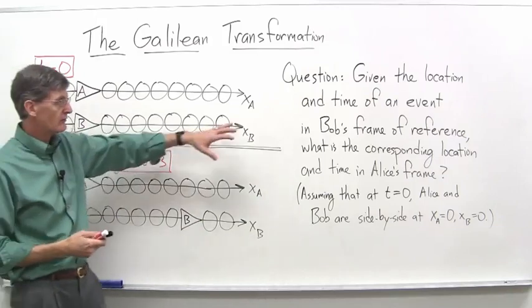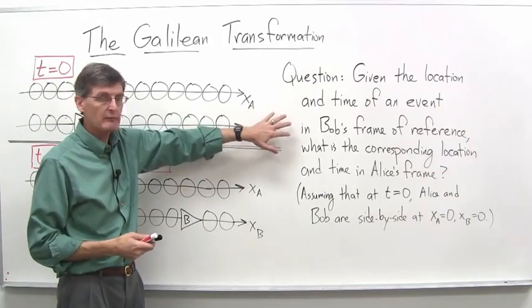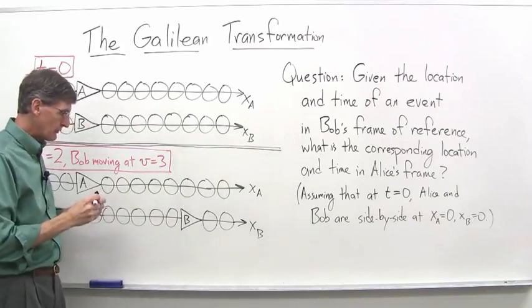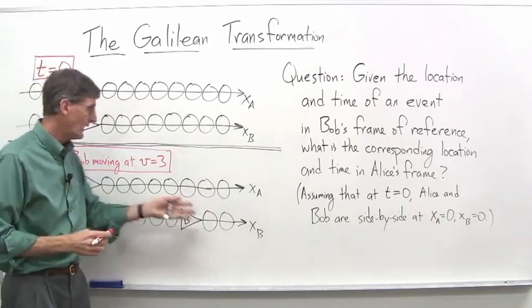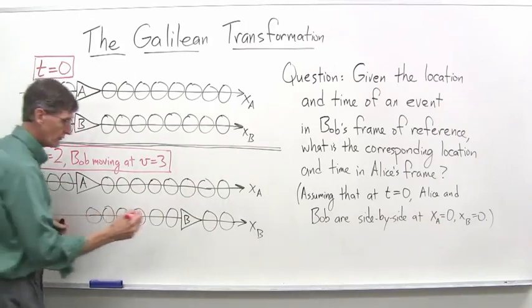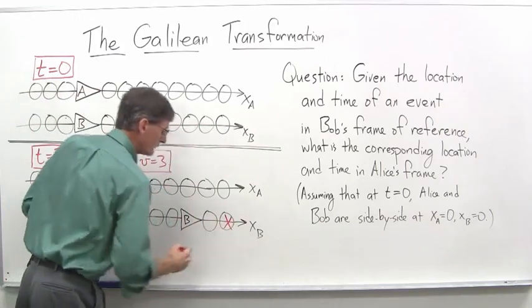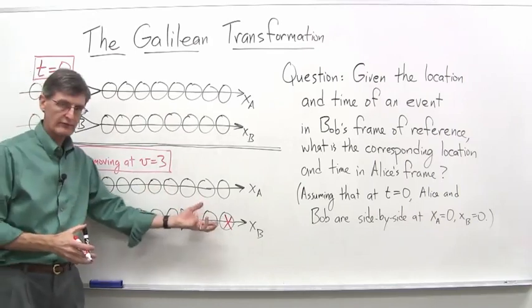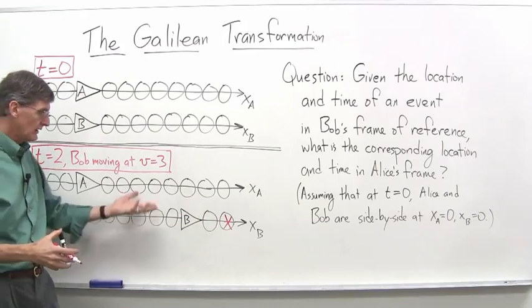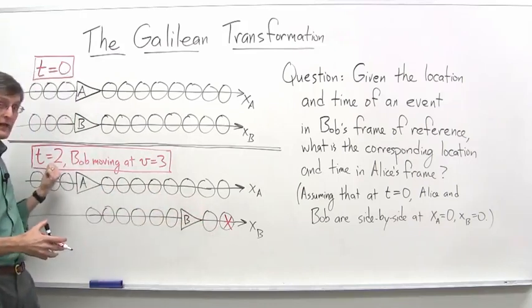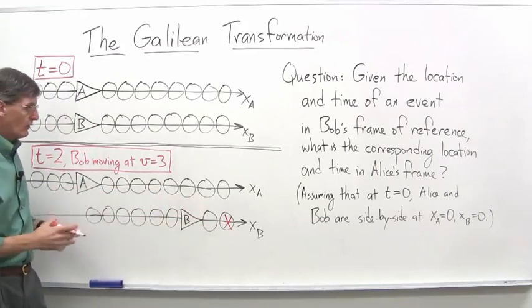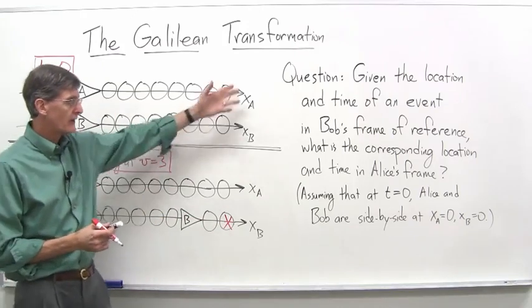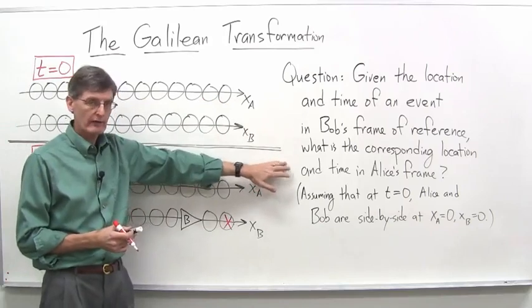Now, going back to the question, the location and time of an event in Bob's frame of reference. So let's get an event on here. Let's say at position 2, he sees a flash of light at time t equals 2. So the flash of light occurs right next to his clock there, maybe right in front of him. He takes the photo and says, I saw a flash of light in position 2 at time t equals 2. What would Alice say the position is? What's the location in Alice's frame of reference?